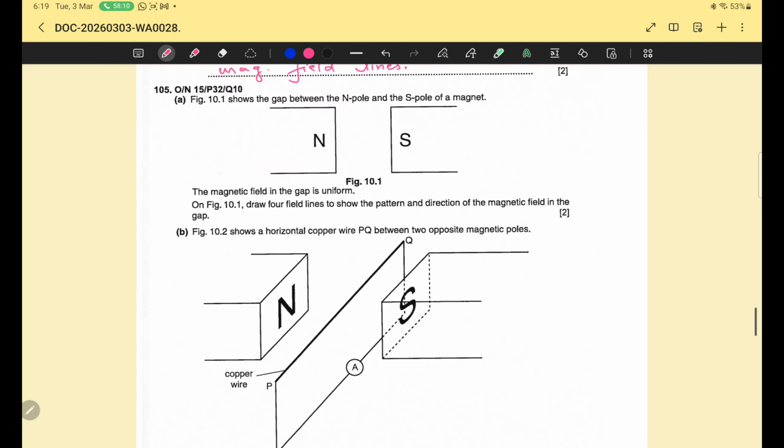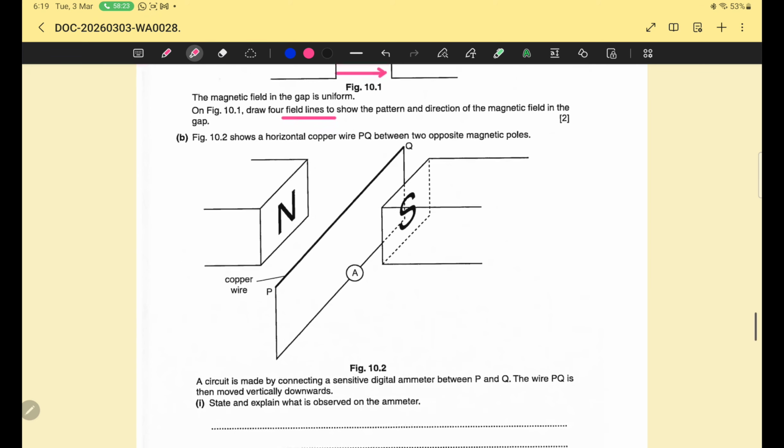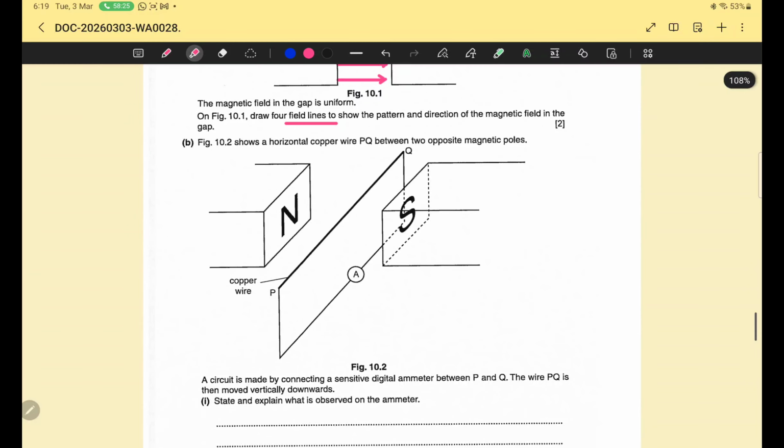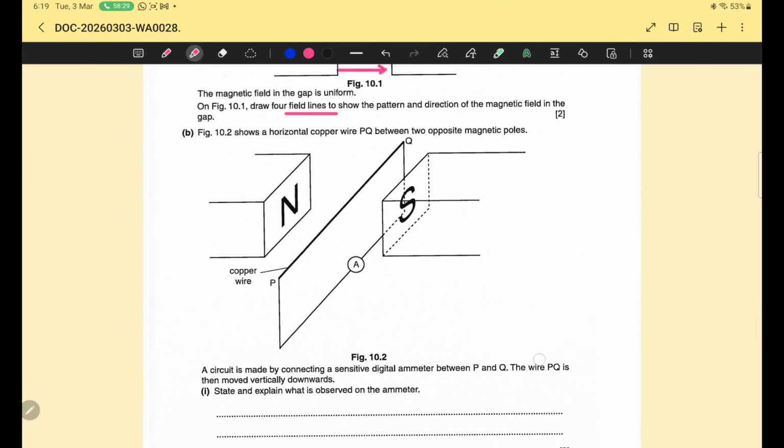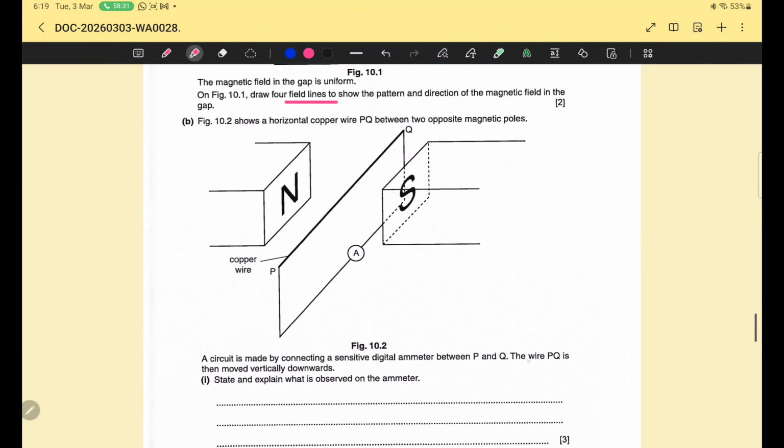And now the next part is very simple. They are asking you to draw magnetic field lines. So you can draw parallel, equally spaced magnetic field lines from north to south pole. And now again the same type of question. There is a north pole, a south pole, and now the wire is moved vertically downward.